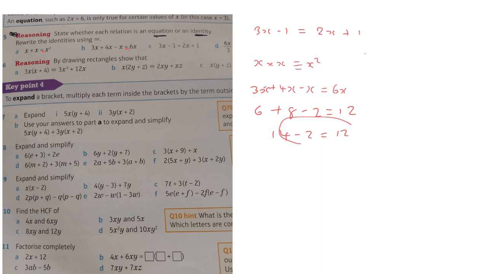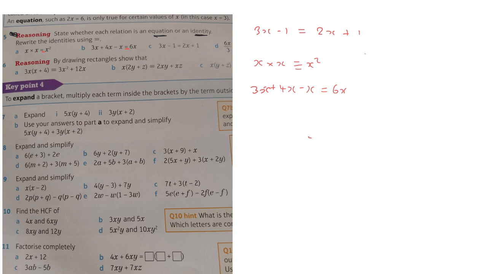The other one here says, by drawing rectangles, show that this 3x into the bracket of x plus 4 is an identity of 3x squared plus 12x. How would you do that? Now, this is trying to show you something like we did in the previous solution that we had, where we have a rectangle and then we have to find the area of that rectangle, and then we wrote an expression in brackets and we also expanded the expression.